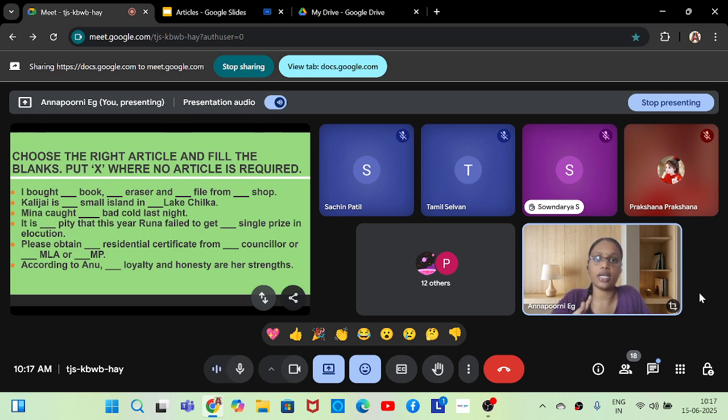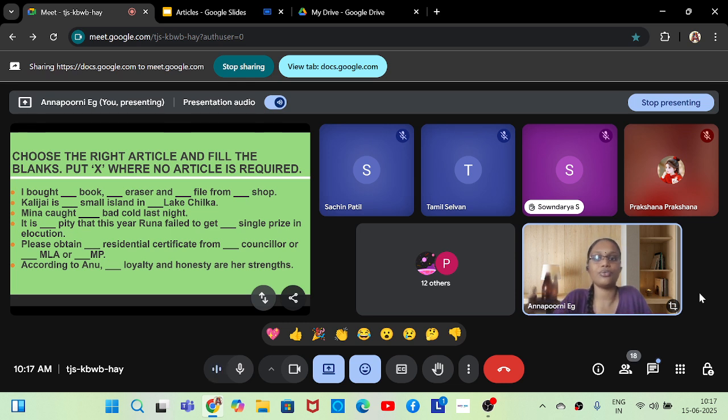So Lake Chilka is the name of a specific lake. It is a proper noun. Just like if I say Sirvani Dam, or if I tell the name of a river. Can somebody name a river? Kaveri River, or Sirvani Dam. So likewise, this is the name of a specific lake.